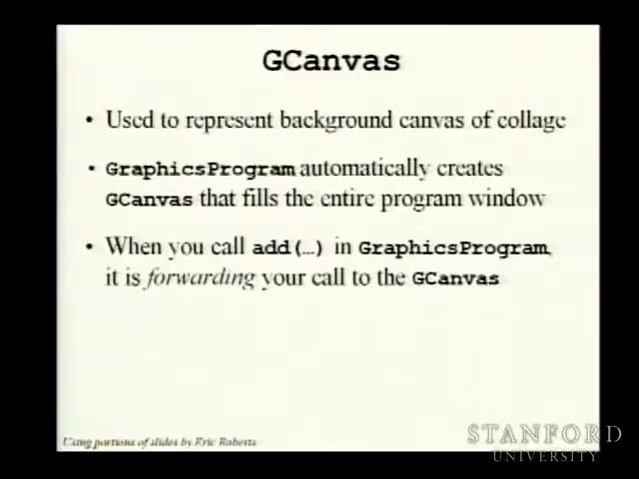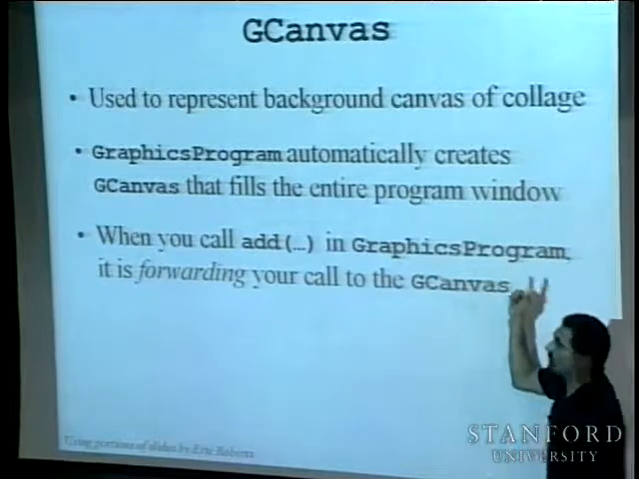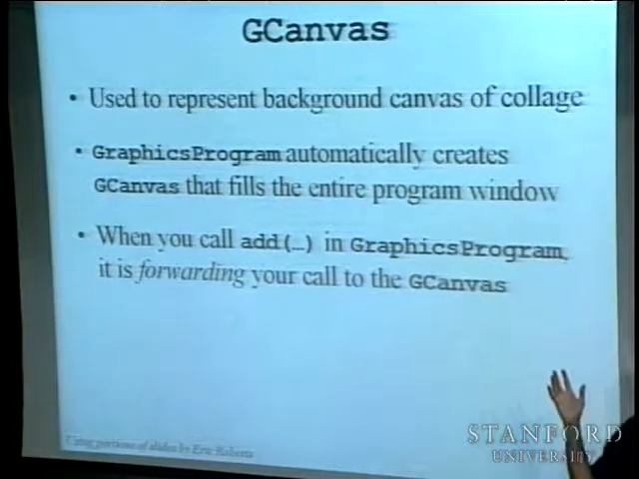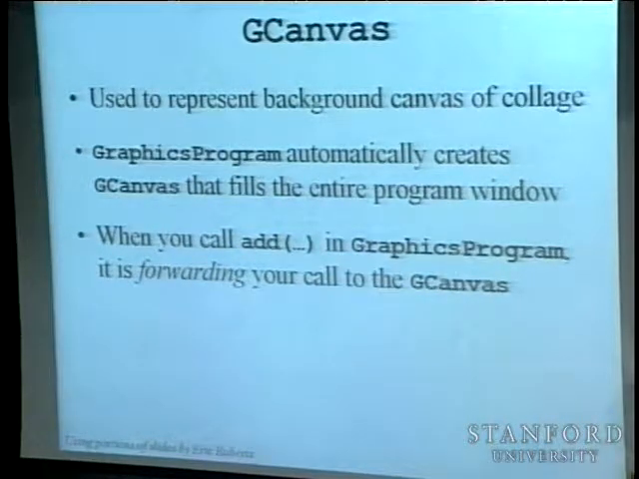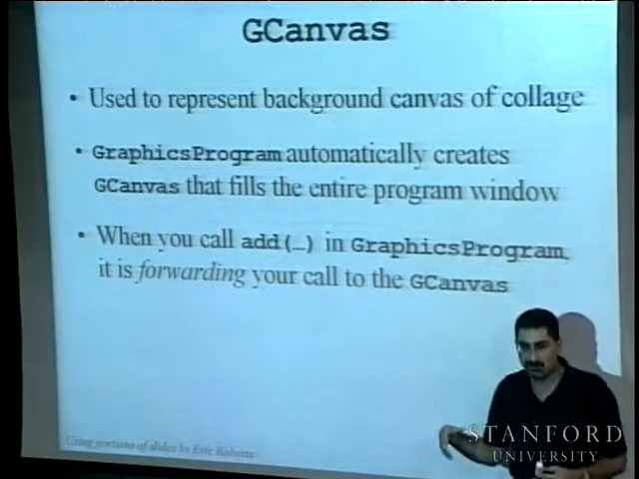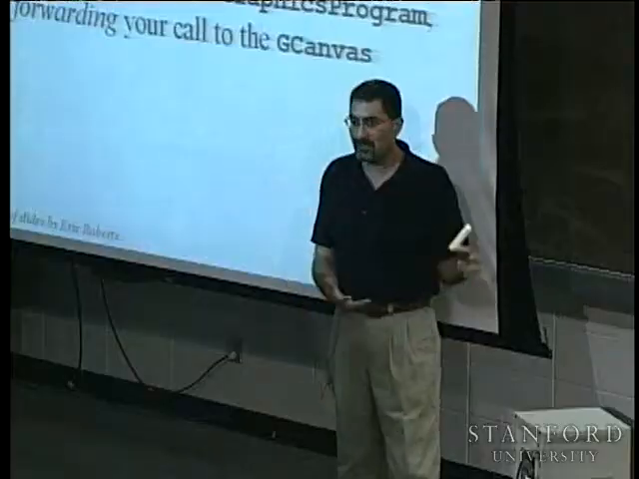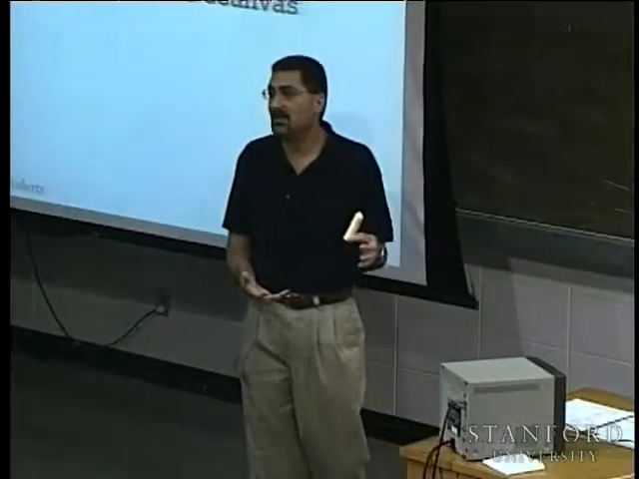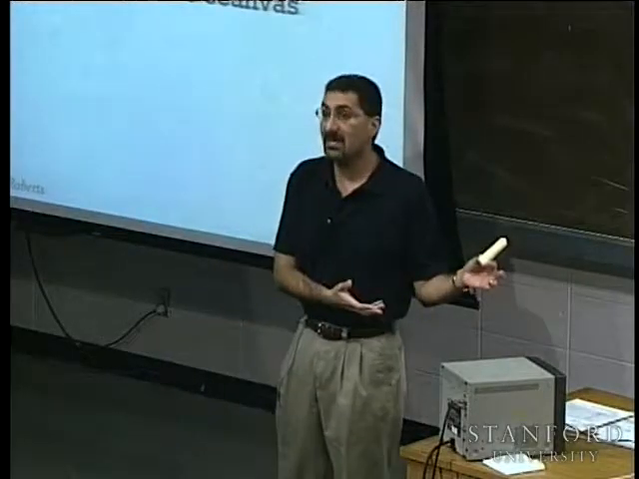Okay? And so you might say, but if that's the case, when I was calling add, weren't those methods going to a graphics program? Because I never worried about this thing called GCanvas. Yeah, in fact, they were going to the graphics program. The graphics program had a method called add, and when it got it, it said, hey, you want to add an object? I'll pass them over to the GCanvas I created.